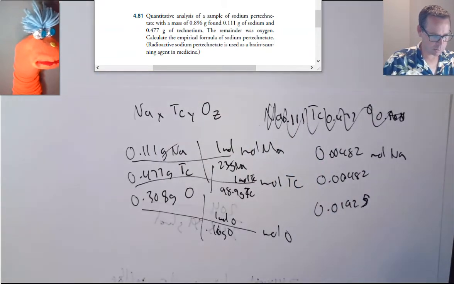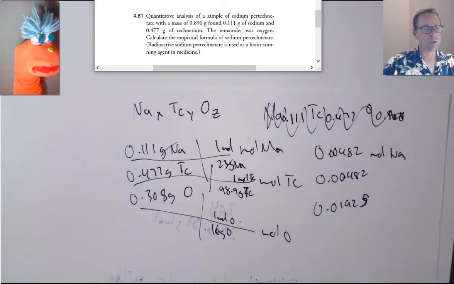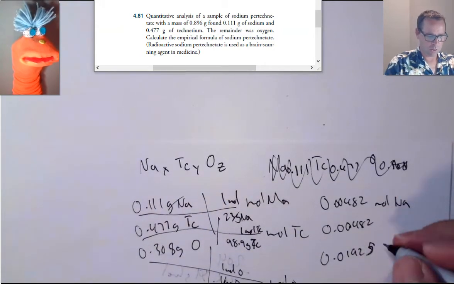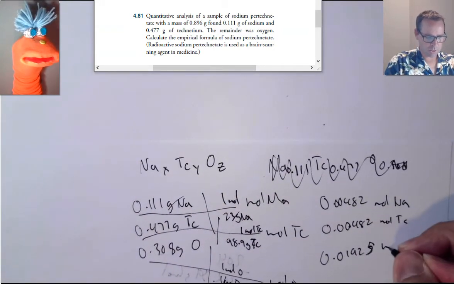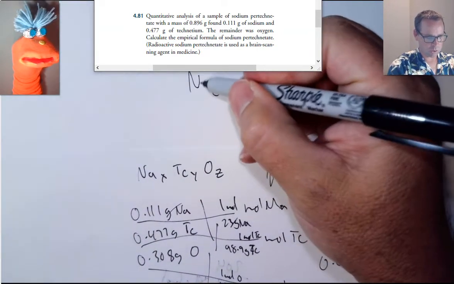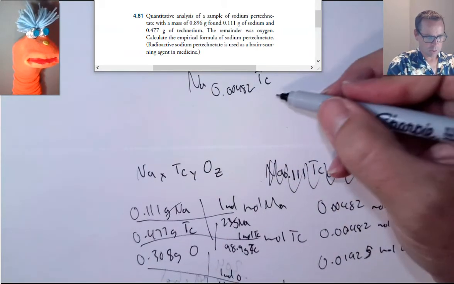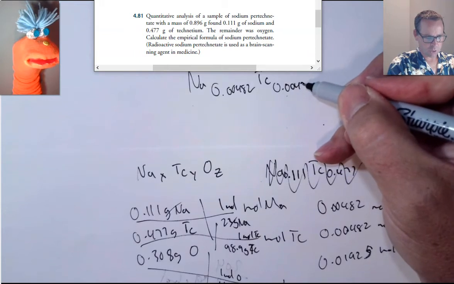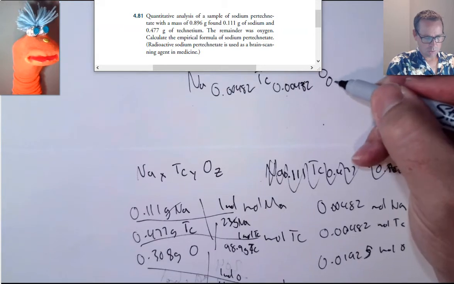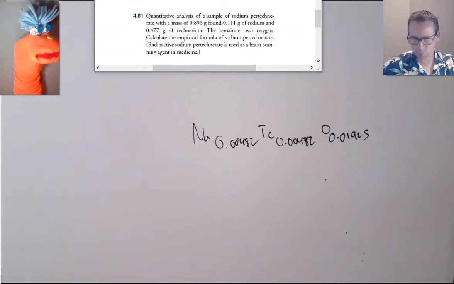Okay, does that make sense? Well, it's the right value. Okay, so then what are we going to do? Well, now you can take those values and put them on the sodium and the technetium and the oxygen. Very good. This is moles of technetium, and this is moles of oxygen. So sodium 0.00482, technetium 0.00482, and then oxygen 0.01925. Then divide them all by the 0.00482.